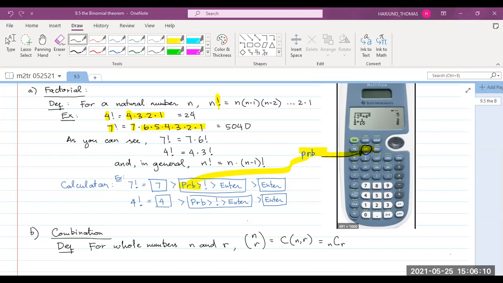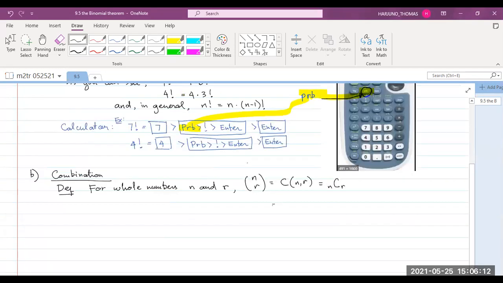That means n factorial over r factorial times (n minus r) factorial. Now, this may seem complicated, but actually not really. And even when it gets complicated, when the numbers get larger, we can use the calculator. Okay, let's see what it means first.